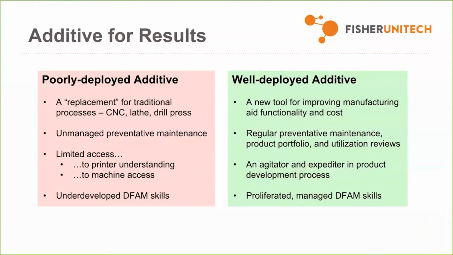So as you can see here on the slide, poorly deployed additive is essentially just a replacement for traditional processes. So you'll take your existing parts that you currently designed for a subtractive process, and you're just simply trying to print them out. Again, that's not very optimized. It's a poor way to go about it. So a well-deployed additive process thinks about it as a new tool for improving manufacturing. It's an aid. So there's a regular overview required about the parts, feedback, and just essentially two-way communication between engineering and production.